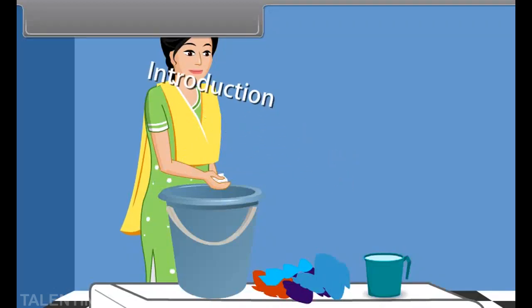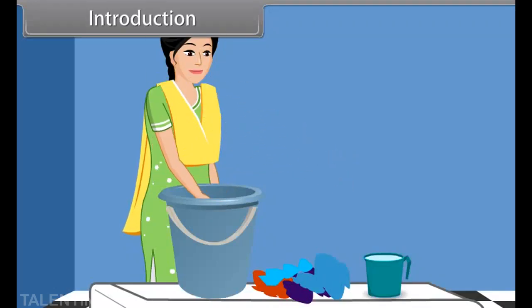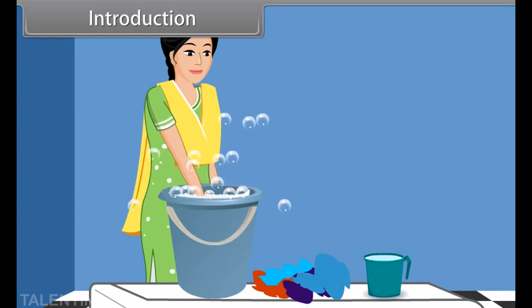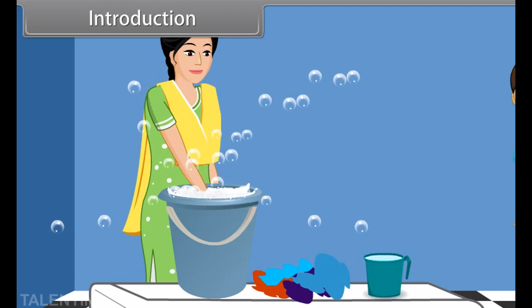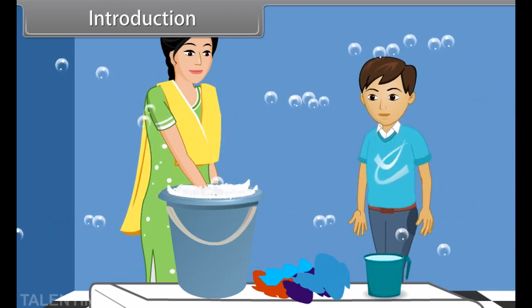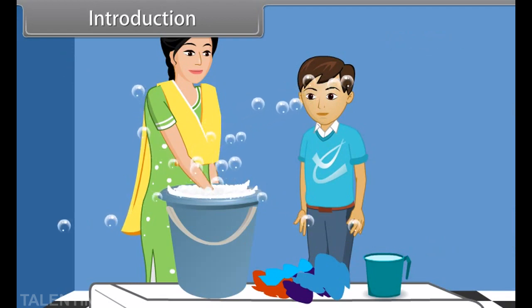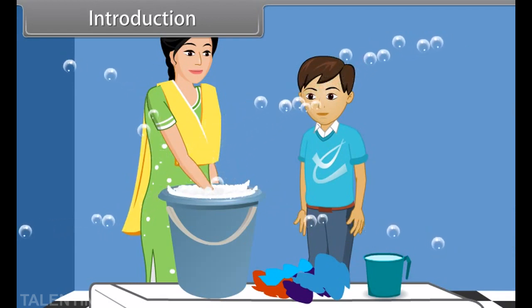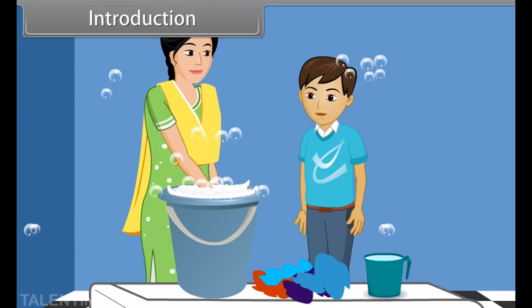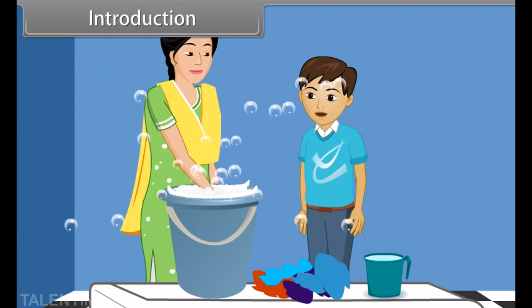Introduction. Ravi's mother is pouring detergent powder into a water bucket and shaking it well by hand. Due to this, a lot of soap bubbles are produced and are coming out of the bucket. Ravi, watching this curiously, asks his mother why soap bubbles are stable while water bubbles are not.